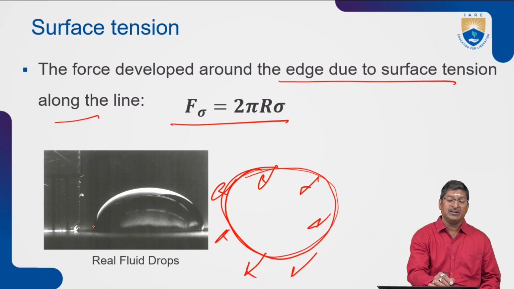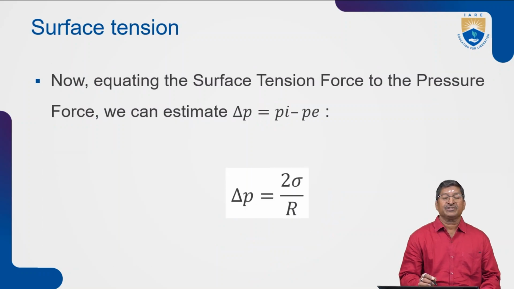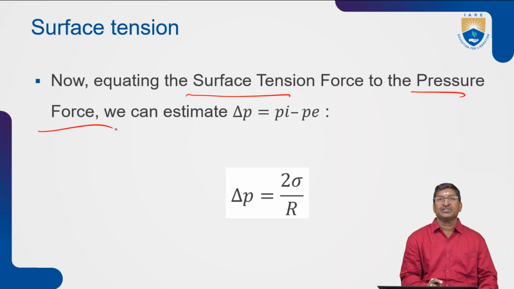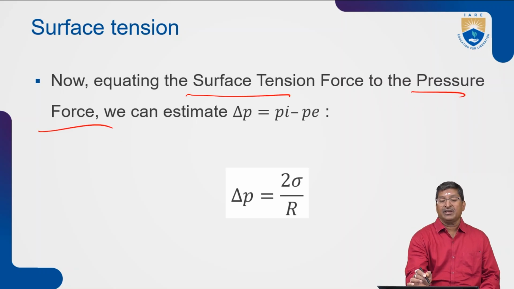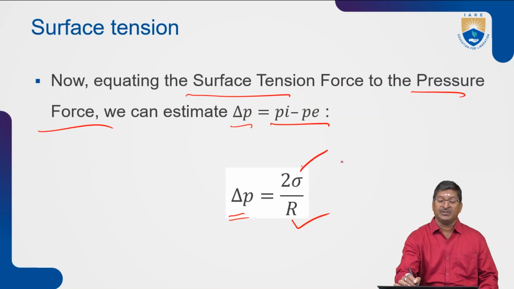You can observe here the surface tension. Because of the tension, it will attract molecules all towards the inside. Equating the surface tension force to the pressure force, two forces, if we equate, then you will get this formula. Delta P is the difference of the internal pressure and external pressure, so delta P will become 2 sigma by R, where R is the radius of the droplet and sigma is the surface tension.